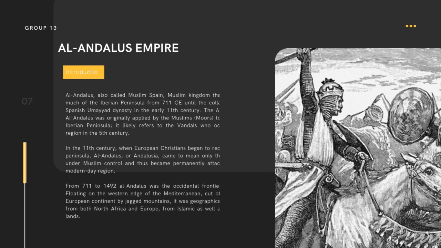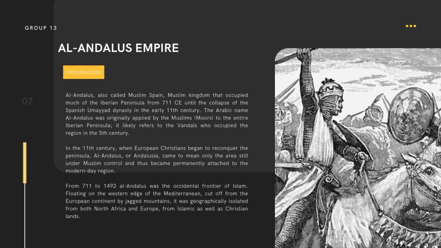The Al-Andalus Empire. Al-Andalus, also called Muslim Spain, was a Muslim kingdom that occupied much of the Iberian Peninsula from 711 Common Era until the collapse of the Spanish Umayyad dynasty in the early 11th century. The Arabic name Al-Andalus was originally applied by the Muslim Moors to the entire Iberian Peninsula. It likely refers to the Vandals who occupied the region in the 5th century.